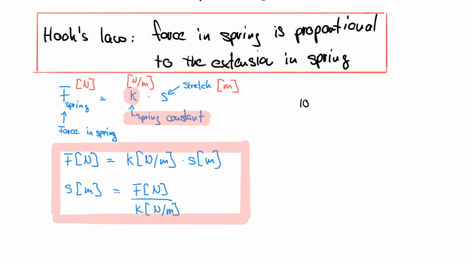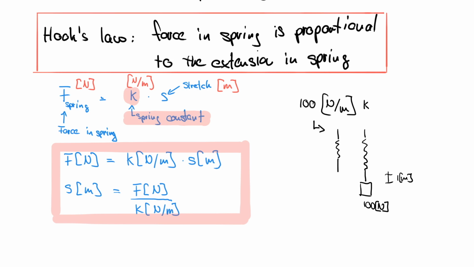Let's say you have a 100 Newton per meter spring constant K. So the question is, what does that mean physically? Please understand that if you have a spring that initially looks like this, and then you apply 100 Newton to it, then you have a delta L of 1 meter. In other words, 100 newtons are necessary to stretch the spring 1 meter.